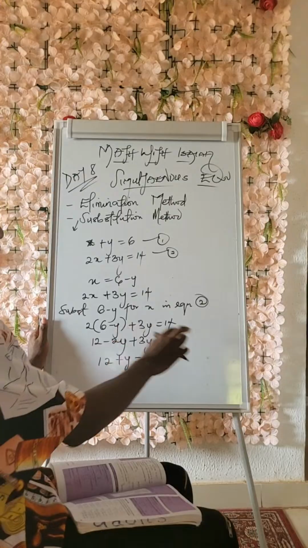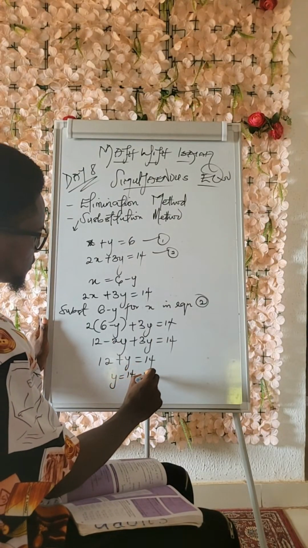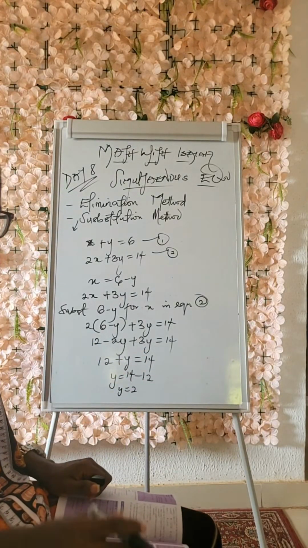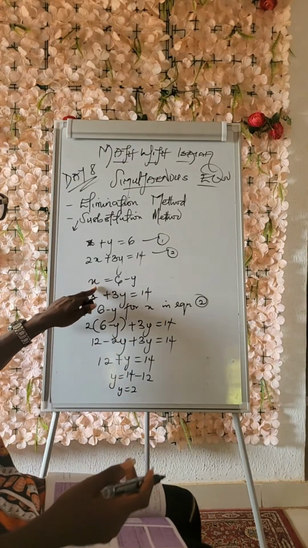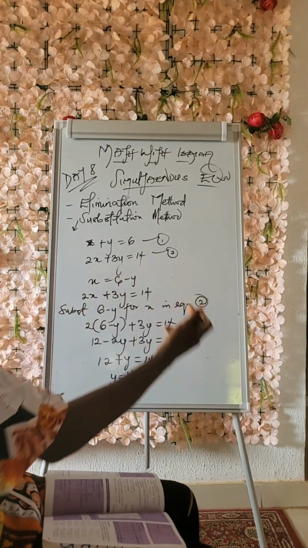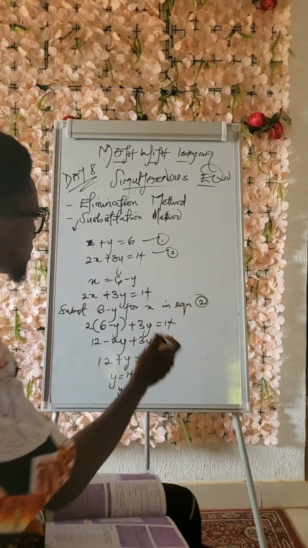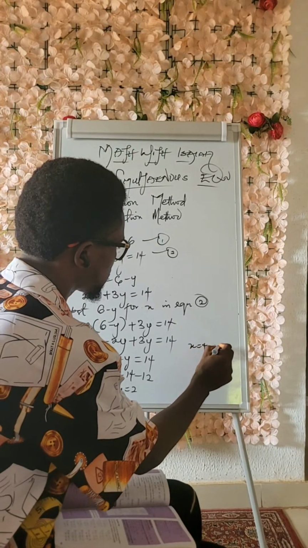What do you do? You move this to the other side, you regroup. Y is what? 14 minus 12. Y is what? 2. It's as simple as that. Now that you've gotten your y, you now go and substitute. You can substitute it inside here to get x. X is 6 minus y. What's y? Y is 2. 6 minus 2 is what? 4. Simple as that. So that means your x is 4, y is 2.